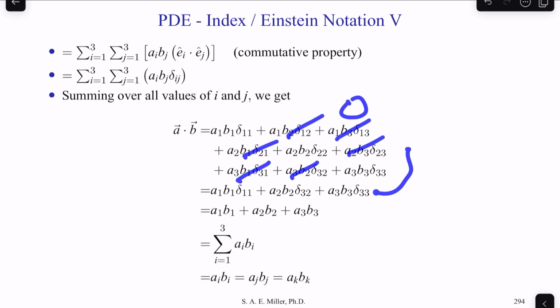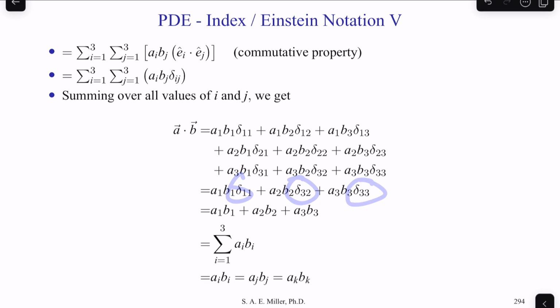And so we're left with just A1 B1 delta 1,1, plus A2 B2 delta 2,2 (it's a typo), and A3 B3 delta 3,3. So these values are 1. And let me just make sure I write that. So now we showed that A1 B1 plus A2 B2 plus A3 B3, as we've written this out, is really just, again, the summation of i equals 1 to 3.